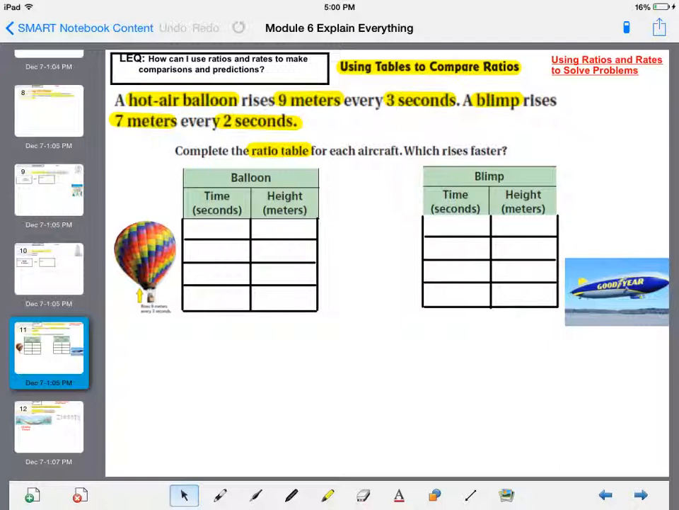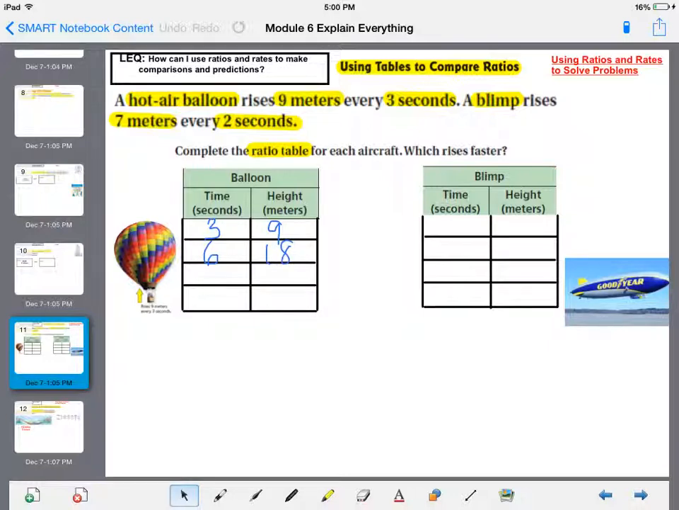So the first thing that we want to do is let's focus on the hot air balloon and let's complete the table. So the hot air balloon is rising 9 meters every 3 seconds. Every 3 seconds, this hot air balloon is rising 9 meters. So if we go another 3 seconds, that would be 6, and another 9 meters would be 18.